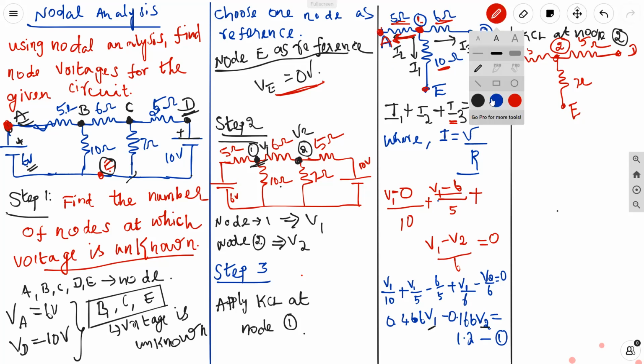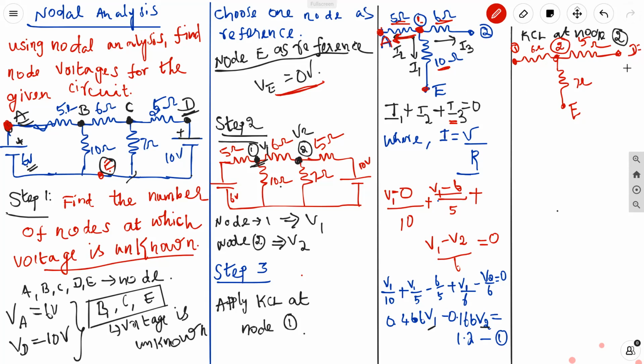Yes, sir. Okay, done. Right now, we'll try to apply KCL at node 2. Here, what I did is I took the node 2 elements. At node 2, there are 3 elements connected: 5 ohm, 7 ohm, and again 6 ohm. Yes, this is 6 ohm. Same approach.